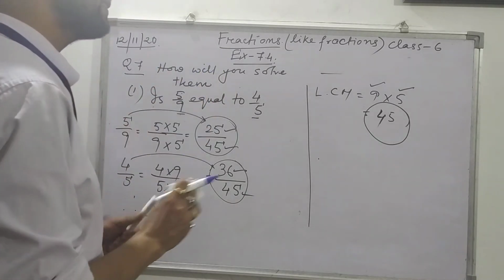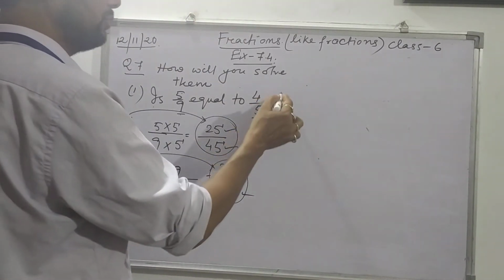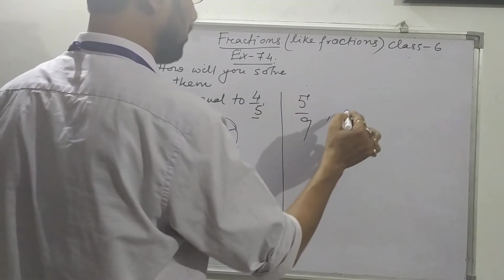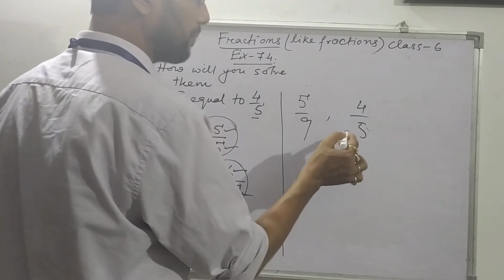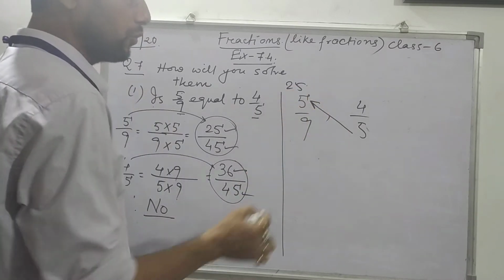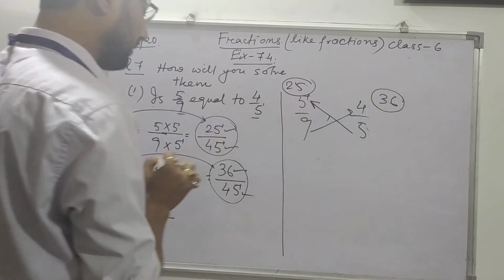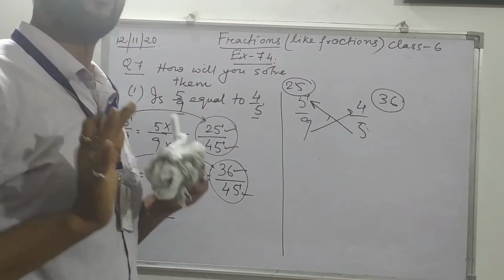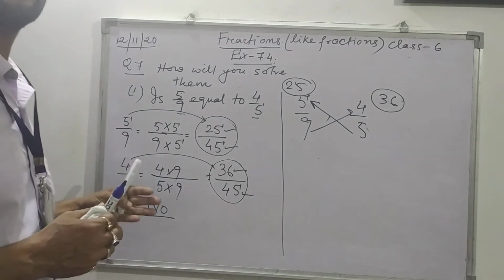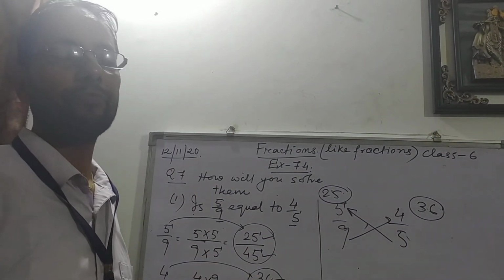Another method, as I already discussed, you can do in this way also. For your convenience I am showing you 5 by 9 and 4 by 5. Now you do cross multiplication, students. 5 5s are 25. 9 4s are 36. Now, are they equal? No, they are not equal. So these two fractions are not equal. In this way also we can find, students. Hope you have understood how we compare fractions after converting into like fractions.